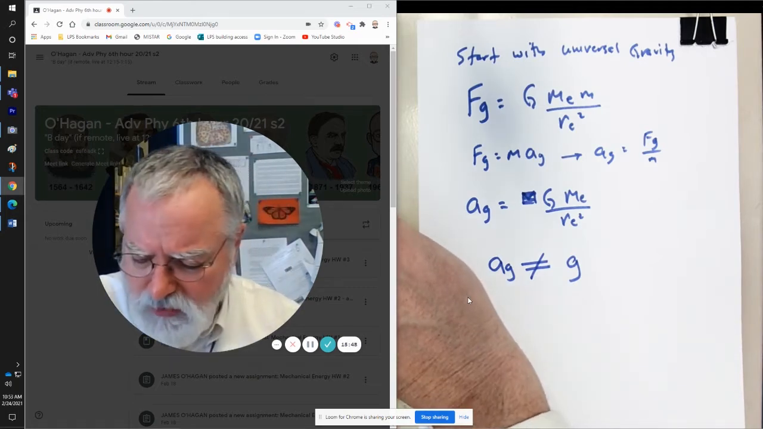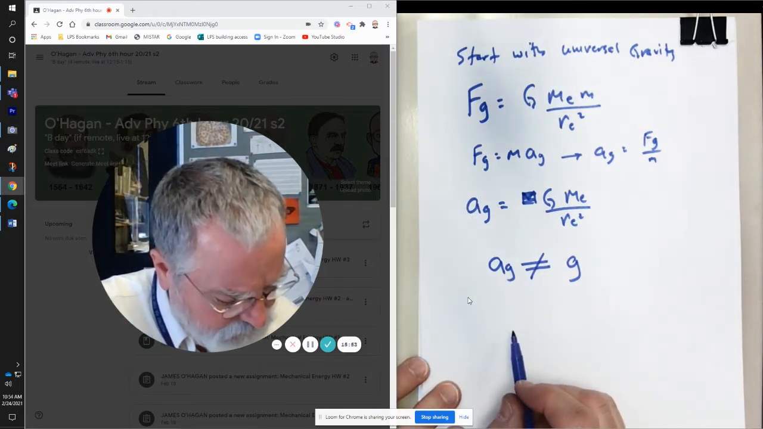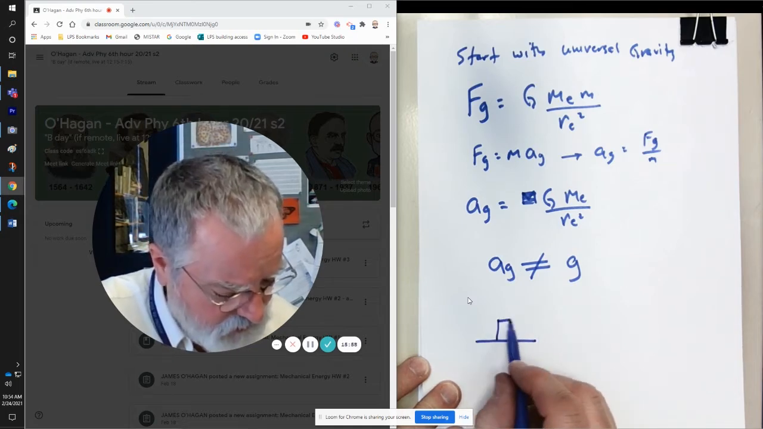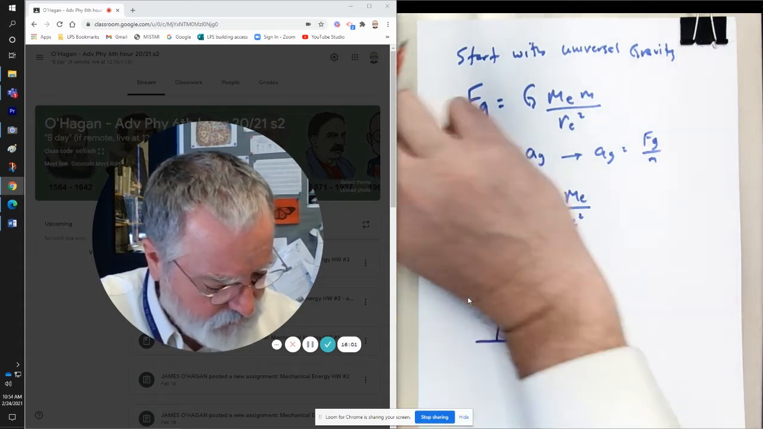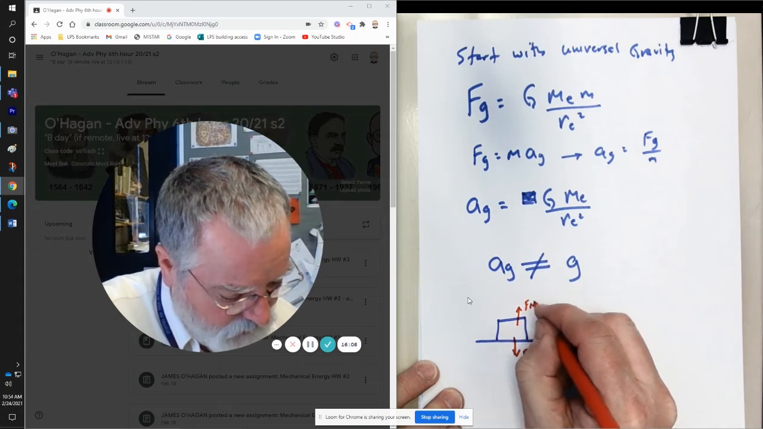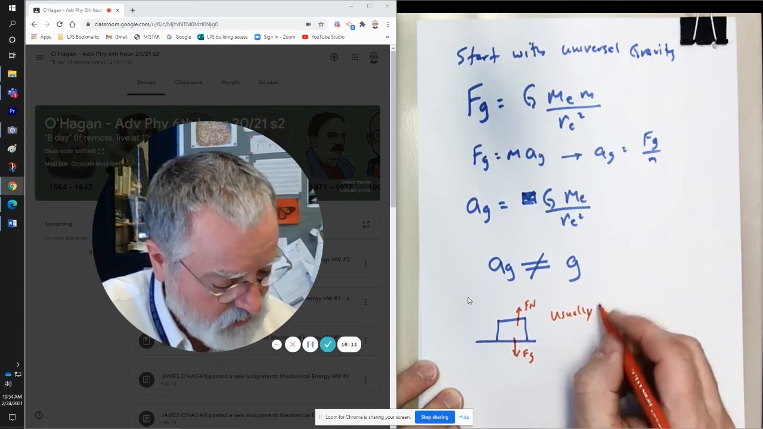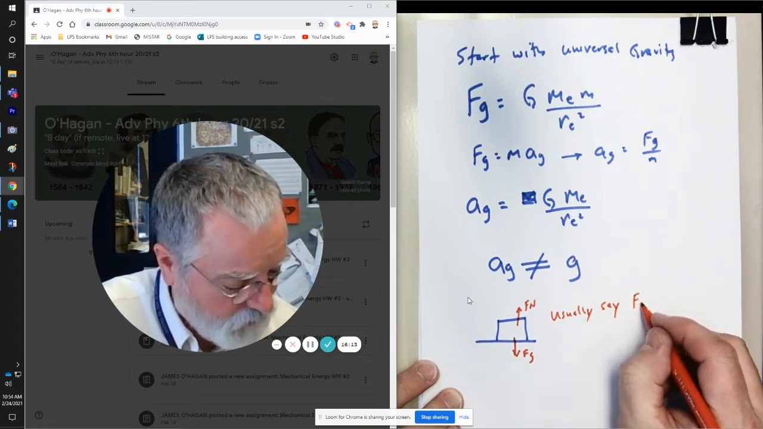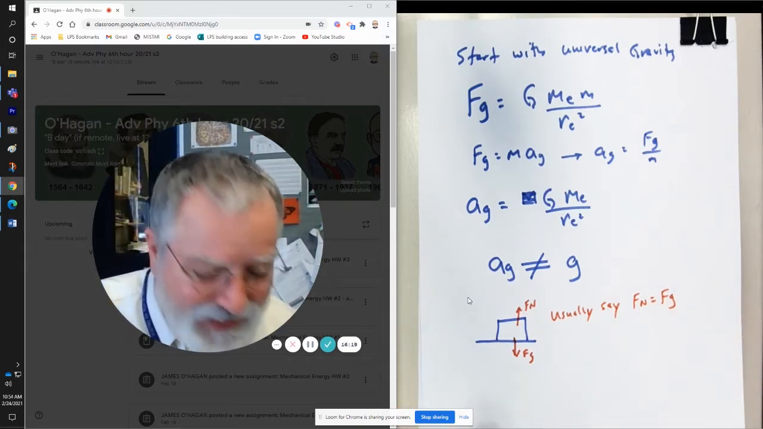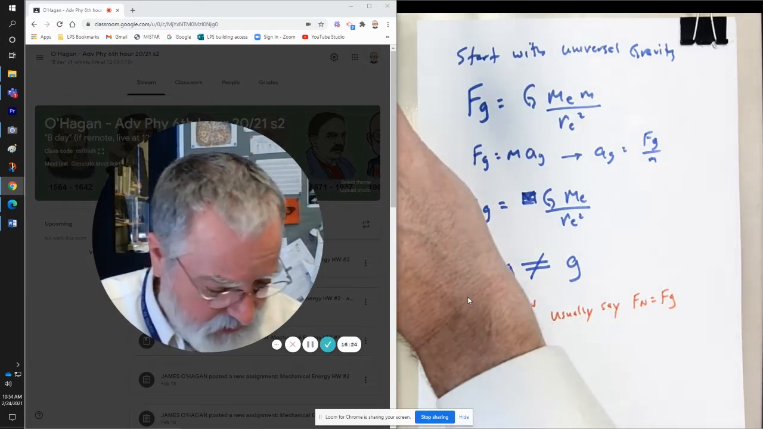Imagine, if you will, we've got the Earth here. This is what we usually do. We just say, hey, here's the Earth. Here's my object. There's some forces on it. There's going to be a force gravity, and there's going to be a force normal. And we usually say force normal equals force gravity. That's what we usually say. But can that actually be true? It can't be true. And here's why.